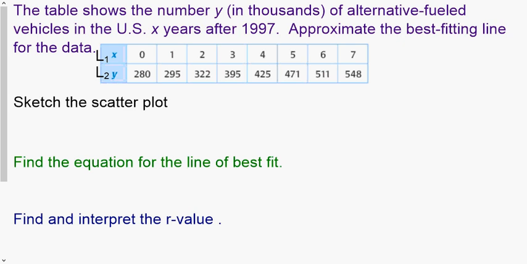Oh, there's that sheet we talked about. So we're going to do a bunch of these on the calculator. So what I'd like you to do is pause the video and enter the X values into your L1 and the Y values into your L2 and then check back.